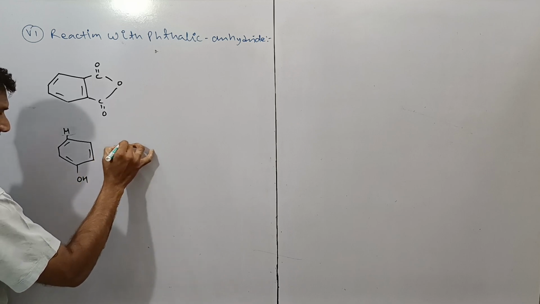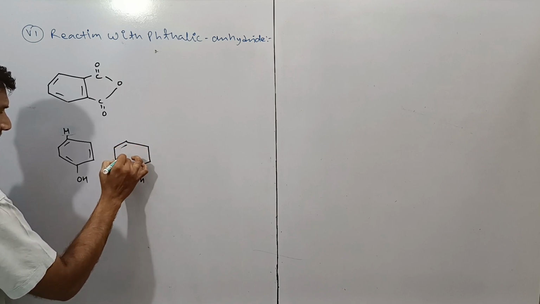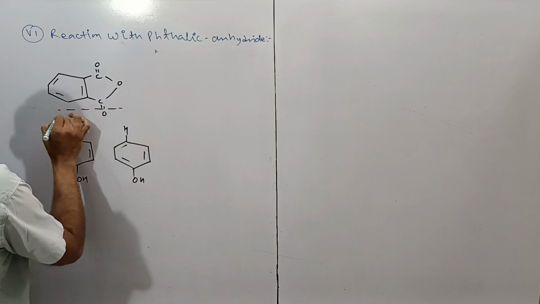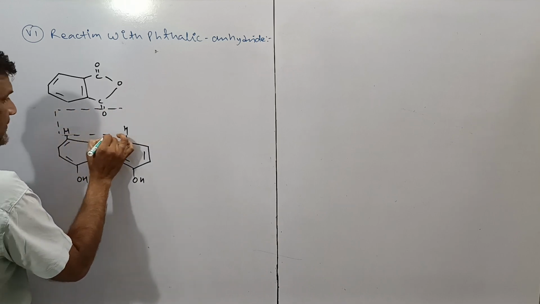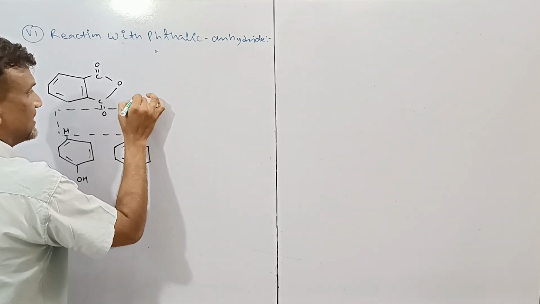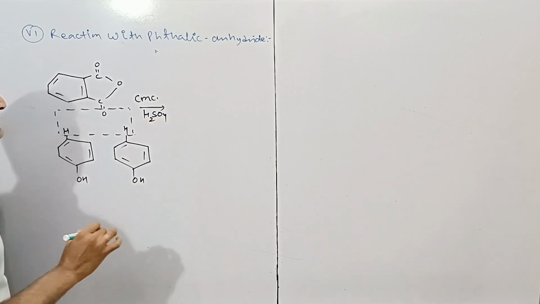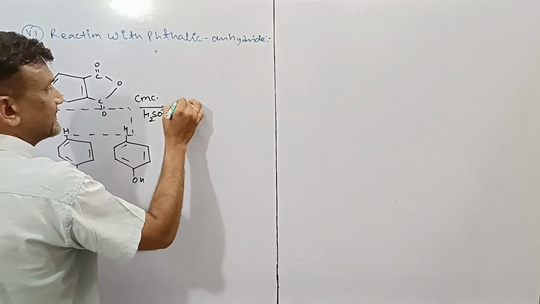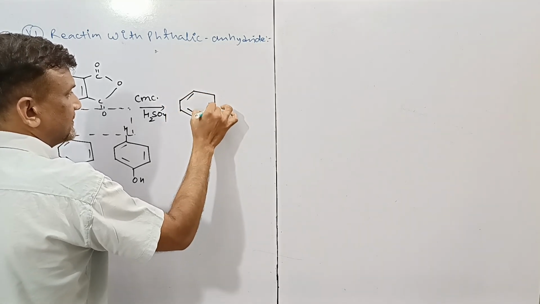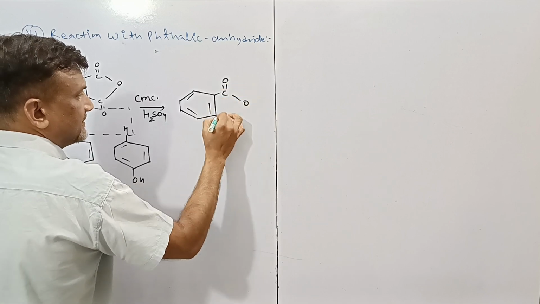There are two molecules of the phenol like this. Here there will be removal of H2O. For the removal of H2O, we will take concentrated H2SO4. It's the best dehydrating agent. Here there will be formation of phenolphthalein, like this.